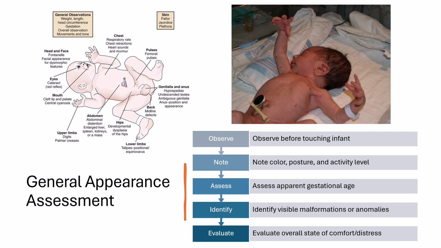Your assessment begins with general appearance, before you even touch the infant. Note color: pink, pale, cyanotic, plethoric; posture, flexed, extended; and activity level: active, lethargic. Assess apparent gestational age based on overall appearance. Identify any immediately visible malformations or anomalies, and evaluate the overall state of comfort or distress. These initial observations often provide your first clues to potential issues.